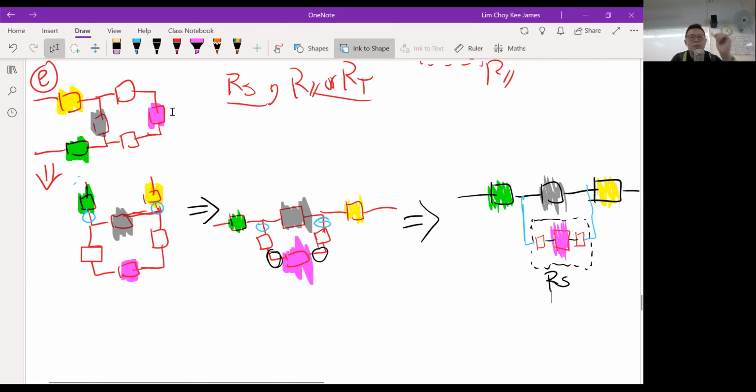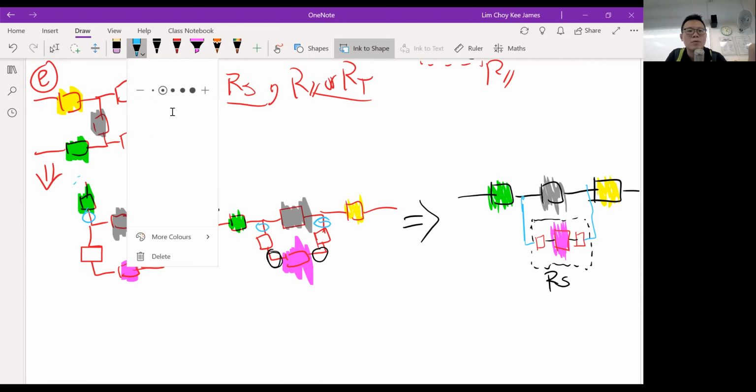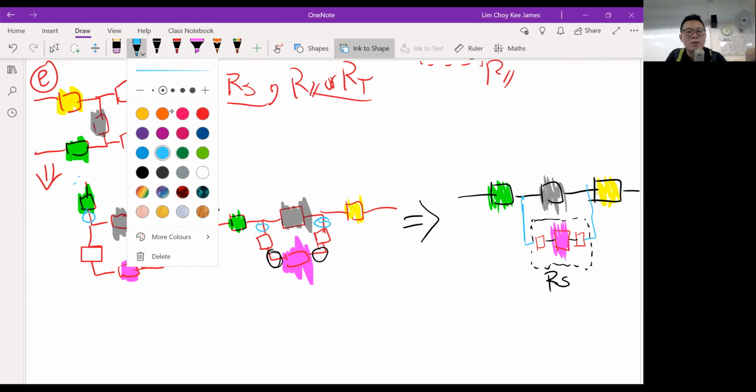But one of the common mistakes some of us tend to make is this. We will think that this is series. Give me a moment, it's lagging. A lot of us, or some of us, will think that this is series.